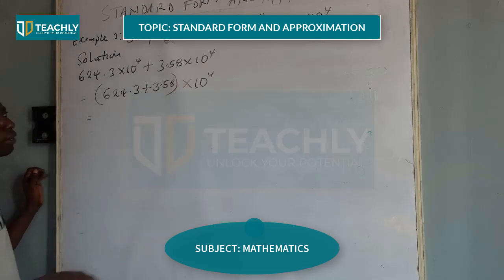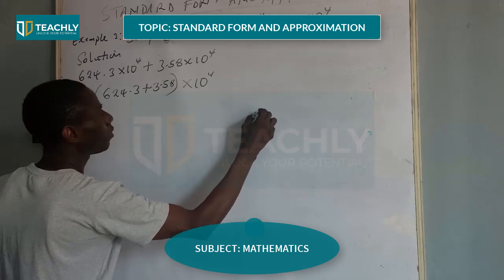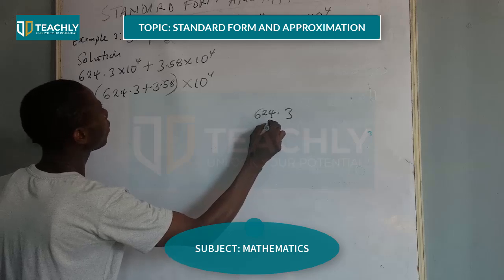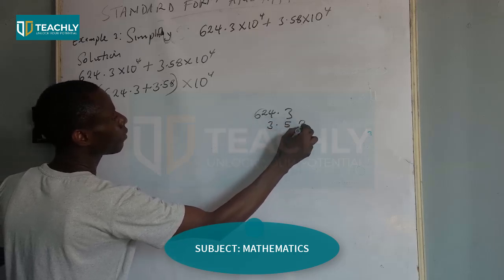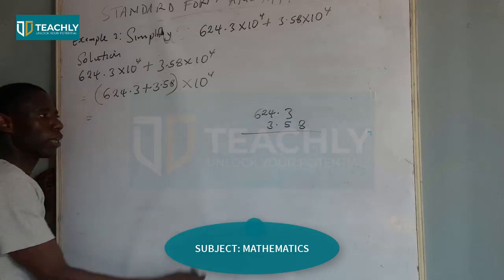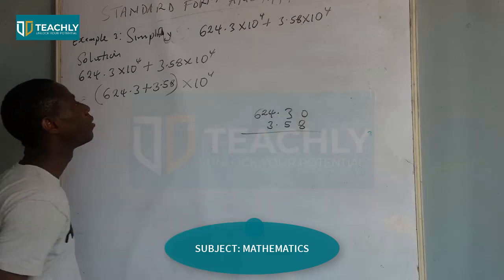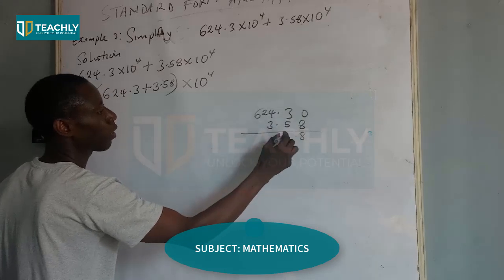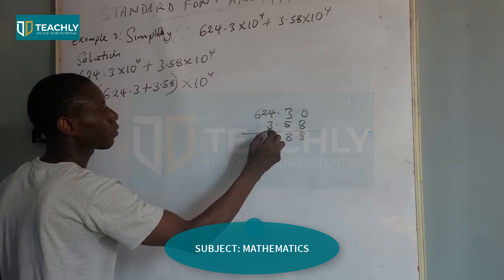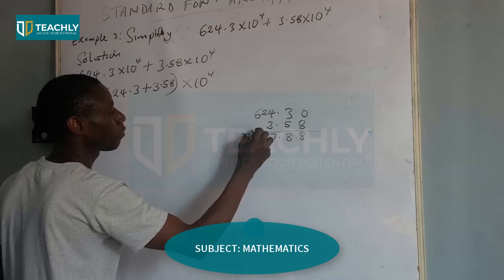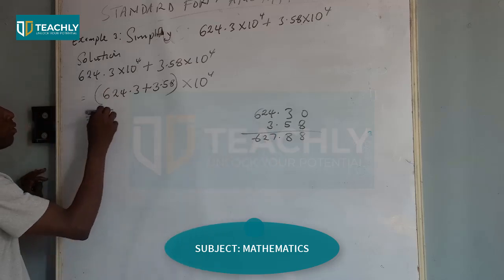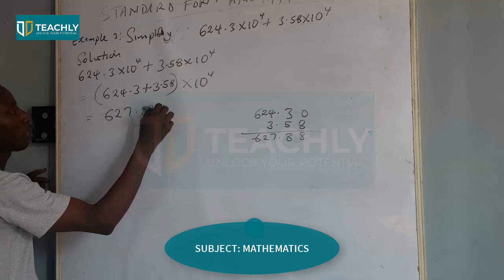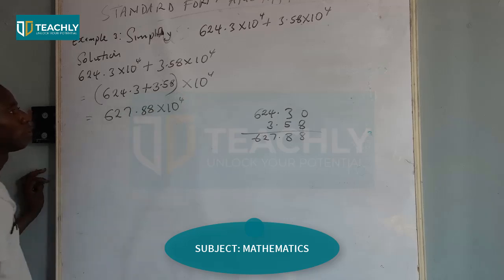How do we now add? You can just add something like 624.3. And then you have 3.58 like this. You arrange. Here you can put 0 here. If you have 0 plus 8, you have 8. 3 plus 5, you have 8. 4 plus 3, you have 7. Then you have 2. So we are going to have 627.88 per power 4. This is when you add.